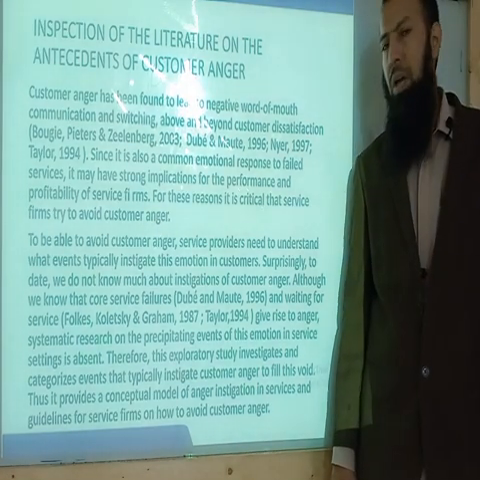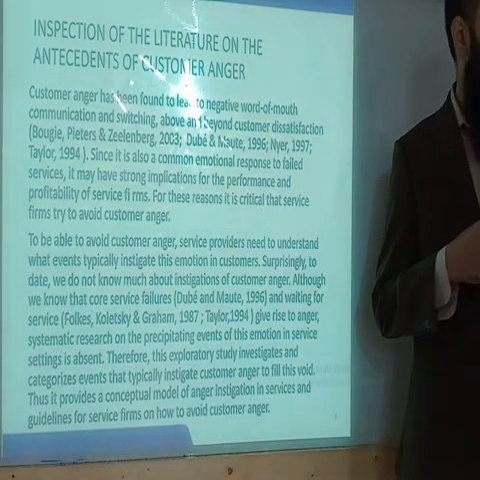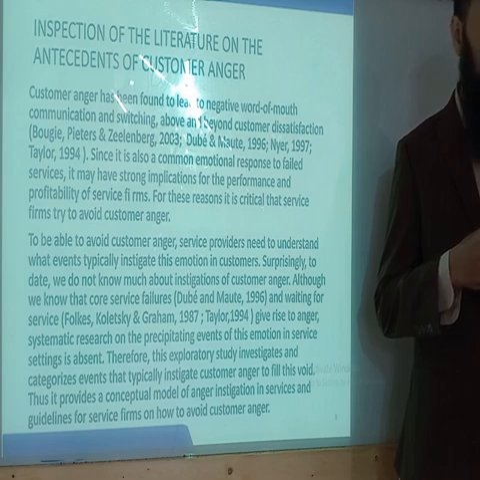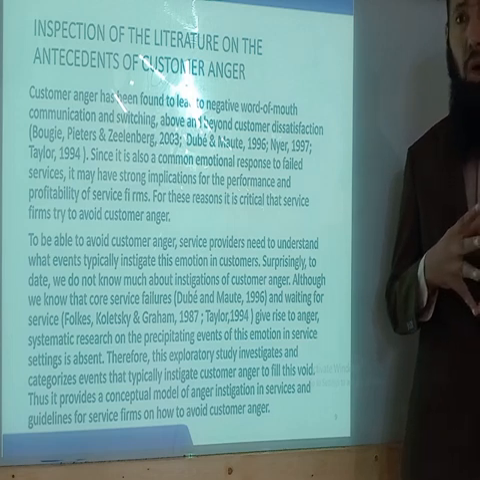Now you see, the important point is they are telling the criticality of customer anger, plus they are saying that there are no studies which have solved this problem.